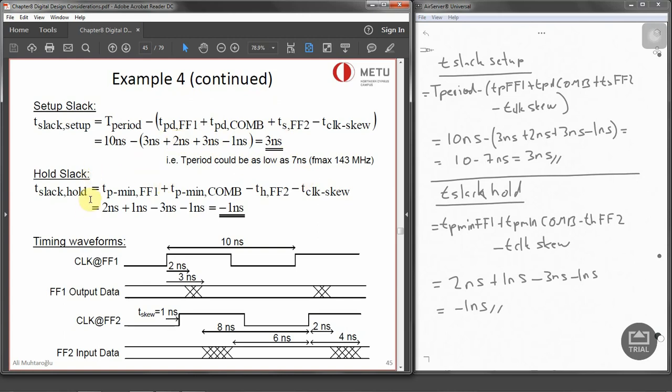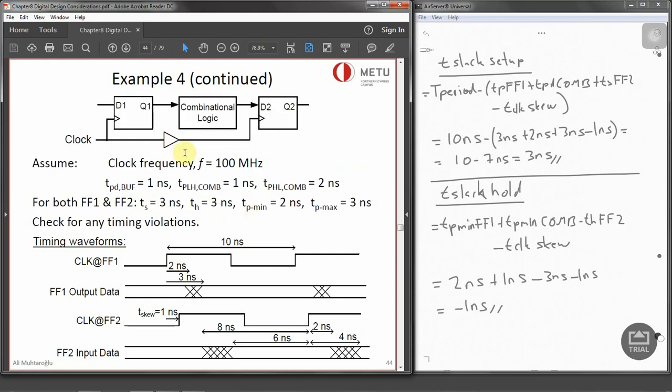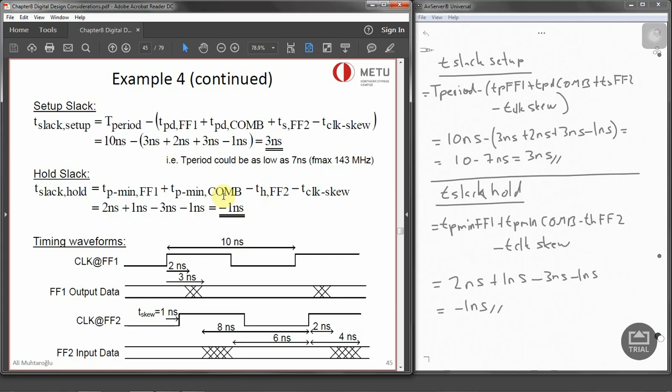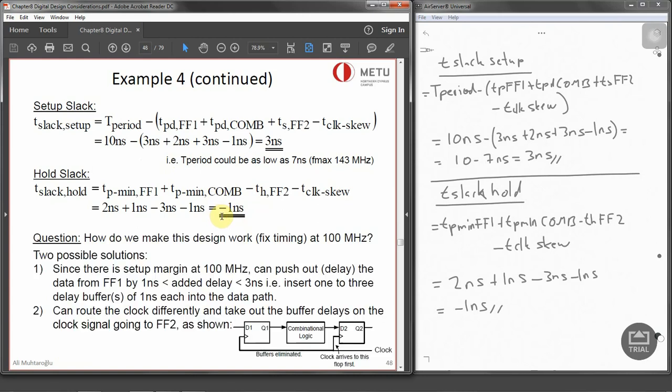And for the hold slack, as we have got minus 1 nanosecond there, that's because of the skew of the clock, because of the buffer. What we can do is rearrange the wiring of the clock so that we can avoid this buffer on that line. So when we avoid that buffer on that line, this will be equivalent to 0, and we will not have any problem. So we can route it differently. And that was the end of example 4. I hope it is clear, and if you have any question, feel free to ask.